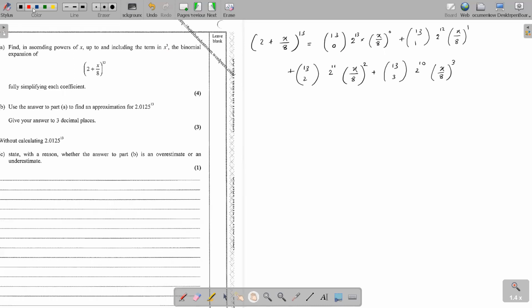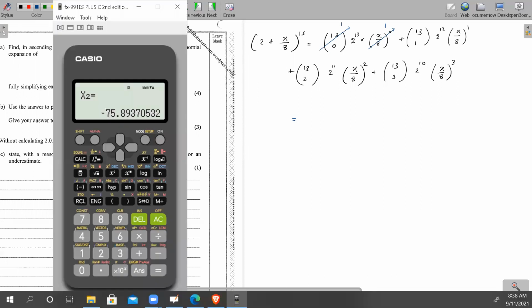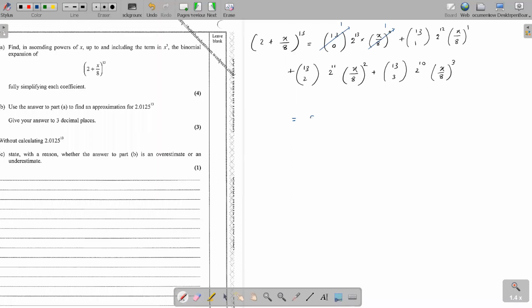Let's simplify. So 13C0, I think you all know it's directly equal to 1. Any number to the power of 0 is 1. So you end up getting here 2 to the power 13, which equals 8192. Plus the next term, 13C1 is 13, 2 to the power of 12, so I'll keep it here, we'll multiply it at once, 2 to the power of 12 into x over 8. Okay, so I'll simplify the next step.